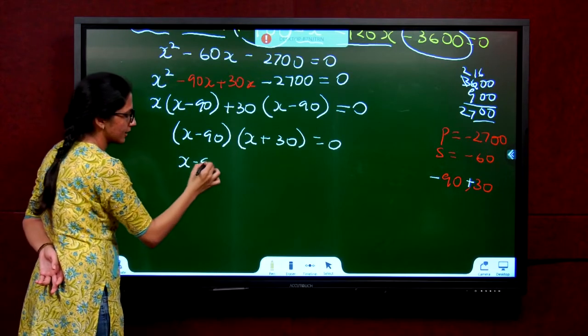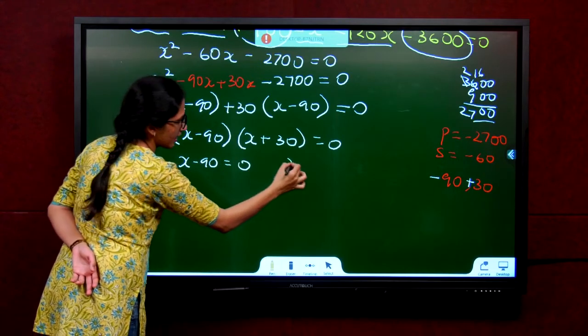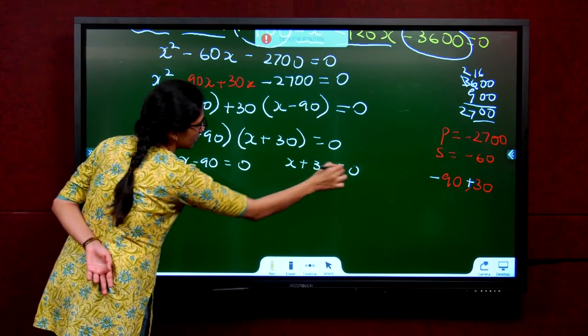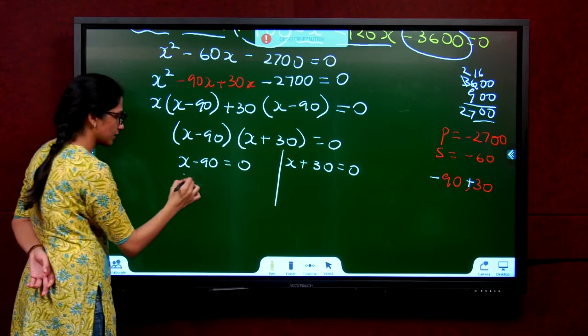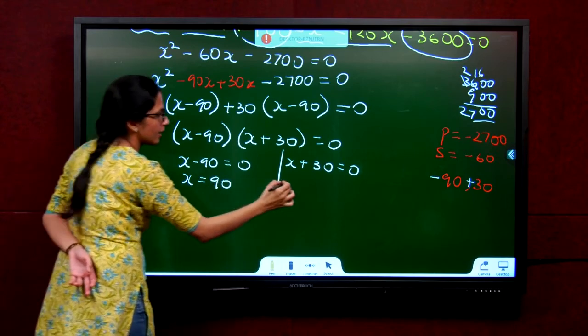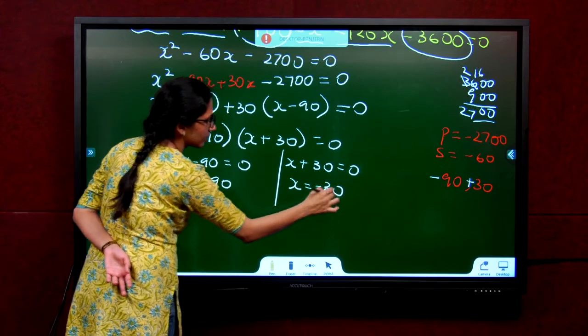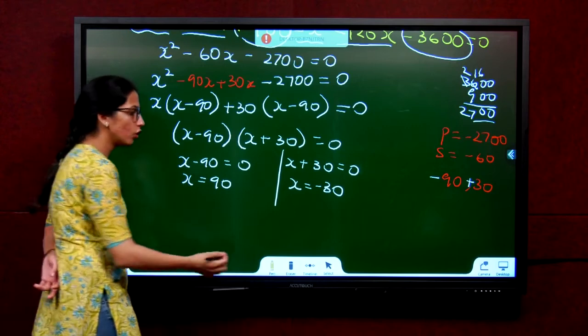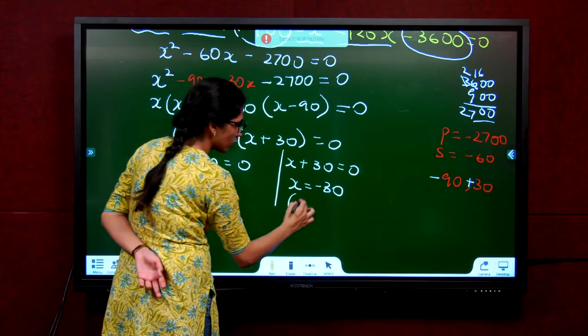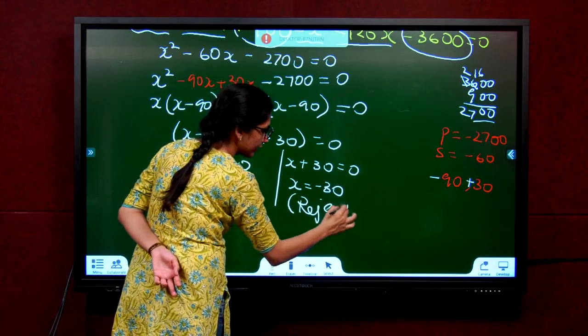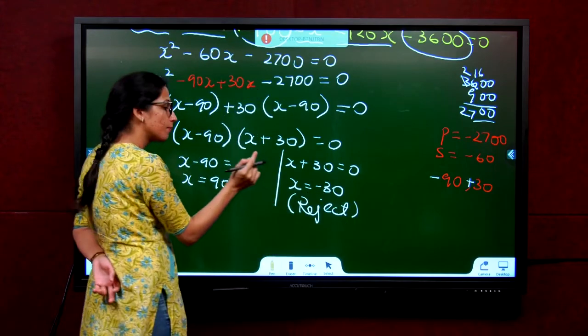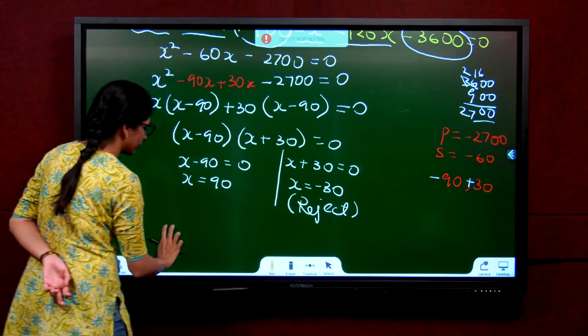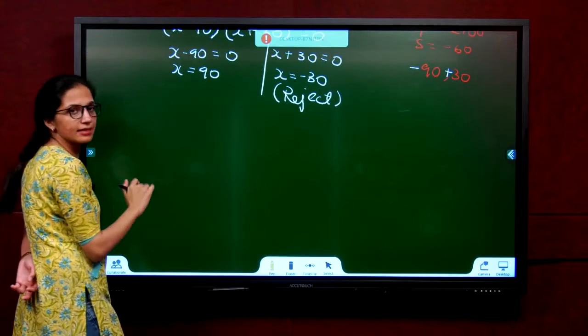So x − 90 = 0 and x + 30 = 0 are the two possible solutions. x = 90, x = −30. Can breadth be negative? No. No measurement can be negative. So we reject this. Why do we reject it? Because side length, breadth, any measurement cannot be negative. So we get that x is 90.